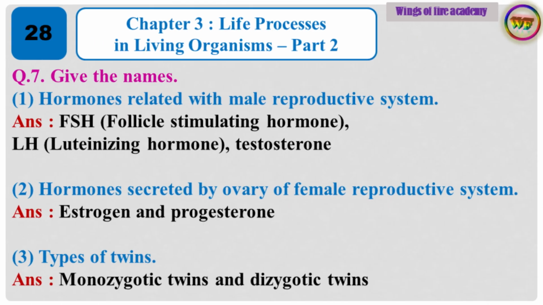Question 7. Give the names. Sub-question 1. Hormones related with male reproductive system. Answer. FSH, follicle stimulating hormone, LH, luteinizing hormone, testosterone. Sub-question 2. Hormones secreted by ovary of female reproductive system. Answer. Estrogen and progesterone. Sub-question 3. Types of twins. Answer. Monozygotic twins and dizygotic twins.